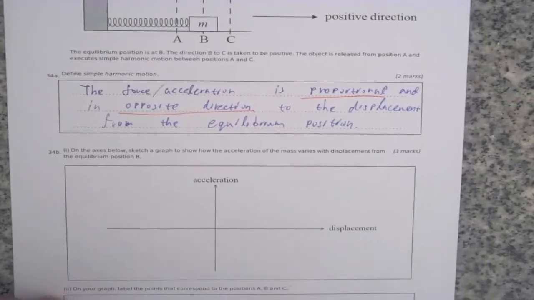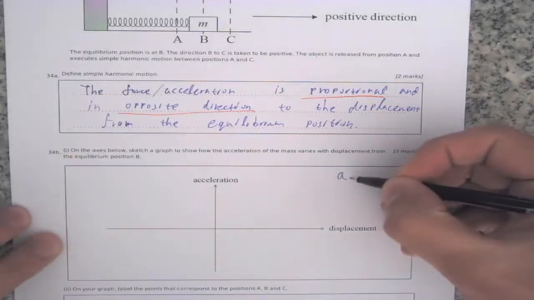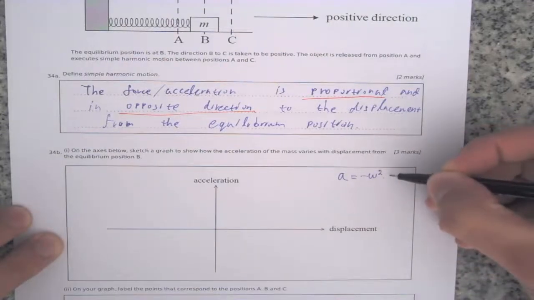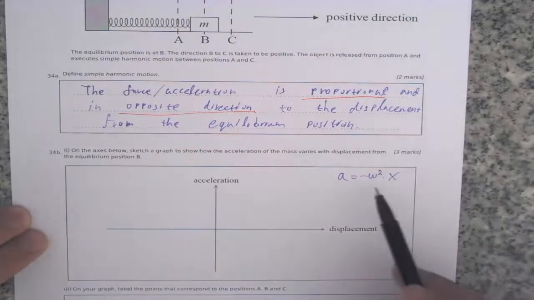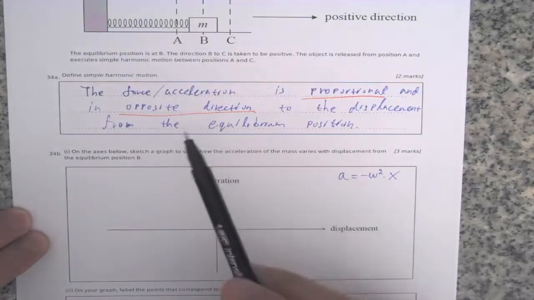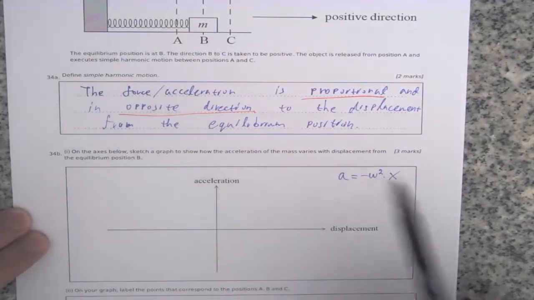Now 34b, it says, on the axis below, sketch a graph to show how the acceleration of the mass varies with displacement from the equilibrium position B. So what do we know about acceleration? We know that acceleration is given by this formula, minus omega squared times x. So you see that we have a negative sign. Also here in the definition it says it is in the opposite direction to the displacement.